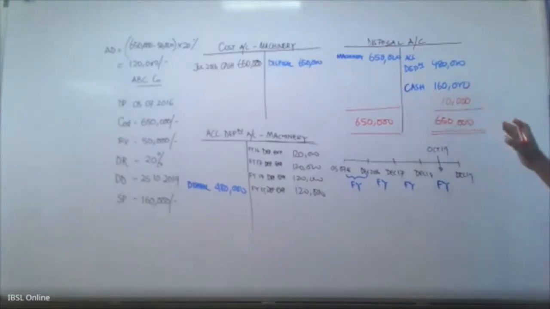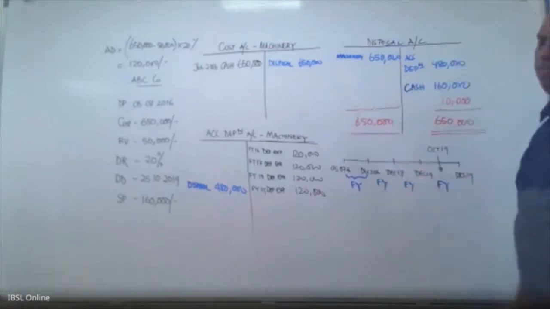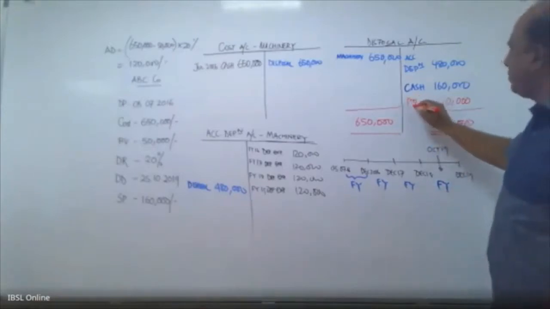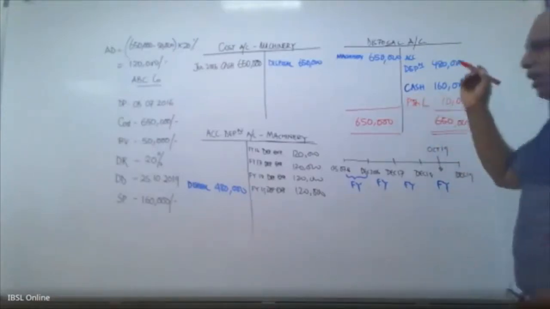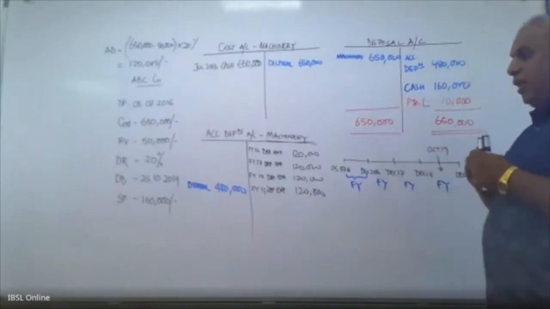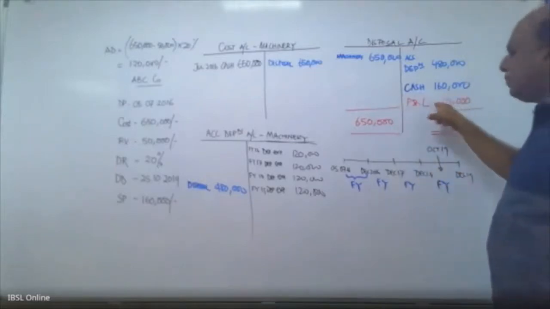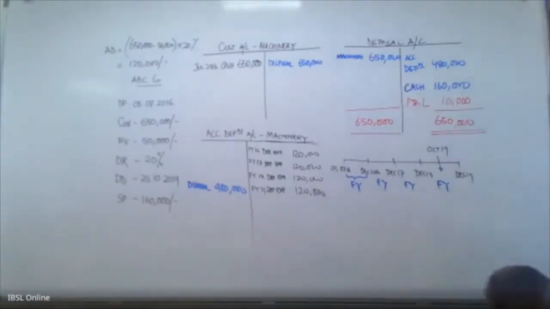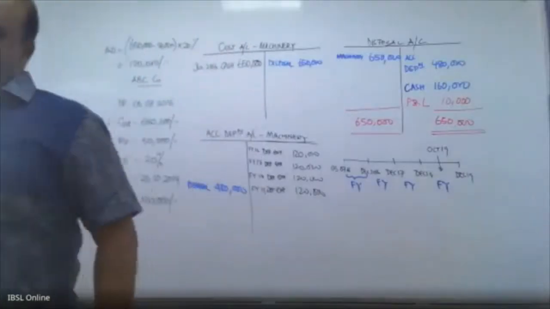Now when you credit the disposal account here, what do you mean by that? You have to debit somewhere. What is that somewhere? That is your P&L. So if you are debiting the P&L from the disposal account, is that a disposal profit or loss? It's a loss.